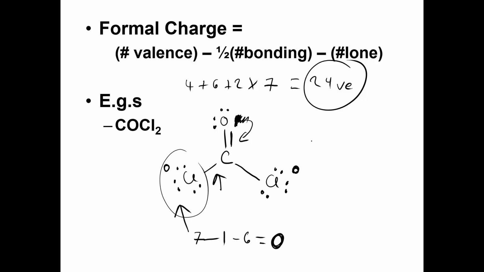Moving on to that carbon. Carbon has a valence of 4. It doesn't have any lone pair electrons, but it has 4 bonds, which means it's 8 electrons, so it's half of 8, and that gives me 0 as well. So this is a formal charge of 0. And oxygen has 6 minus 2 minus 4, which is also 0. So this is good to go, but you can calculate these formal charges like that.